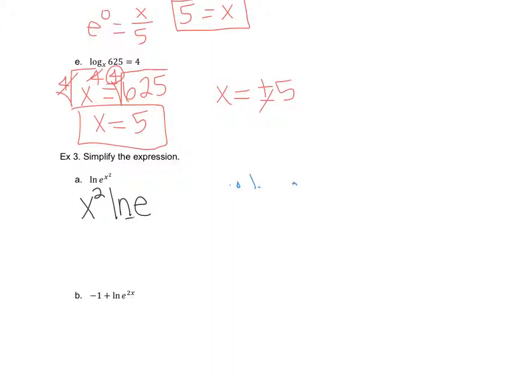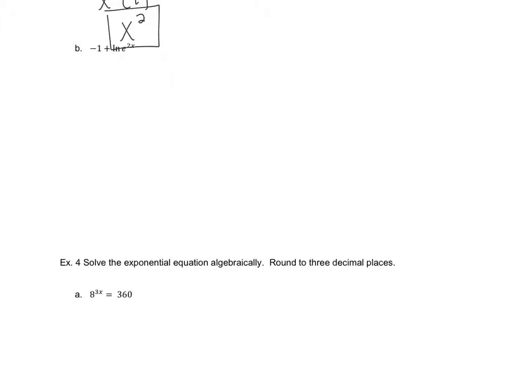Now remember, when your bases are the same, this goes to 1, or whatever the exponent would be. In this case, our exponent was 1, so that's going to go to 1. So we have x squared as our final simplified expression. On part B, we're going to do the same thing. I am going to take my exponent here, 2x, and I'm going to drop it down in front using those log rules.